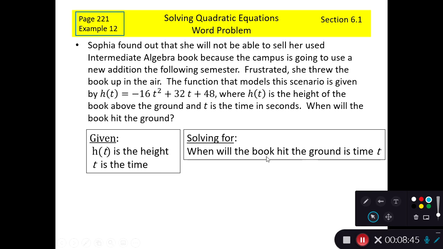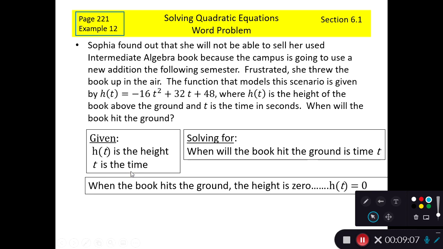Now think about this. You're throwing the book up off the ground. So maybe it's 5 feet, 10 feet, then it comes down again. 10, 9, 8, 7, 6, 5, 4, 3, 2, 1. How high is the book when it hits the ground? Think of that. It is 0. It is on the ground. If it was 1 foot high, it wouldn't be touching the ground. It is 0. When the book hits the ground, the height is 0.